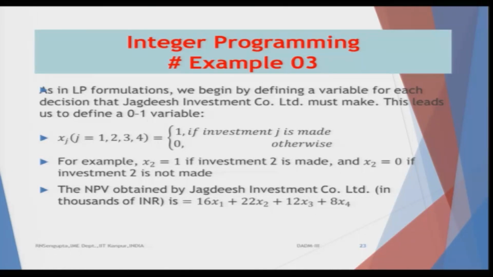If x1 is 1, obviously net present value is there. If x1 is 0, there is no net present value from investment 1, plus 22 x2 plus 12 x3 plus 8 x4.